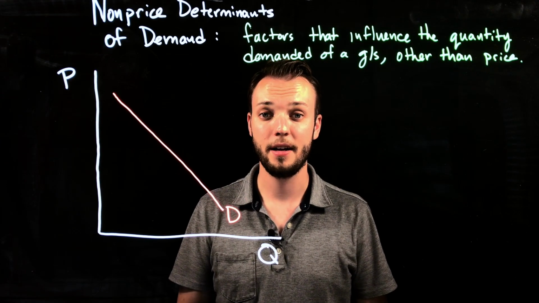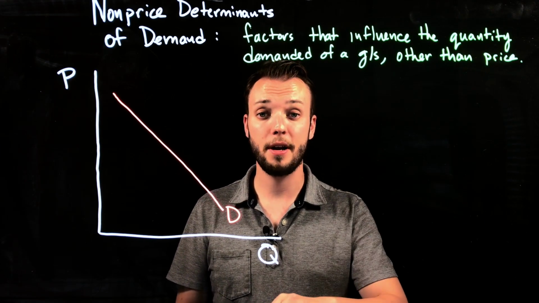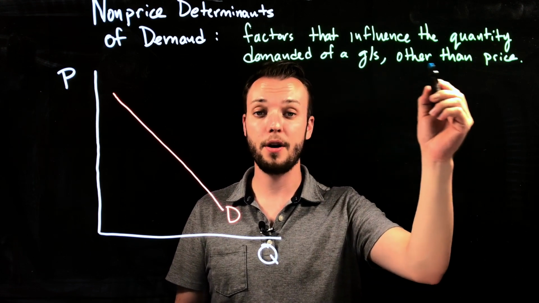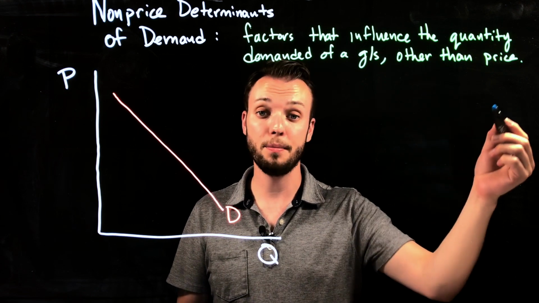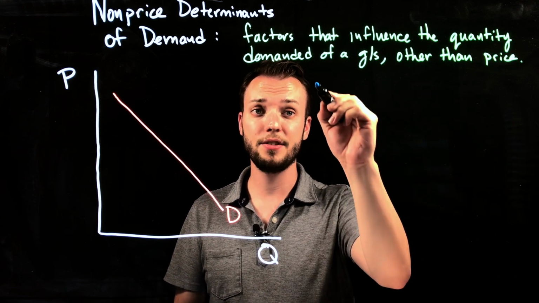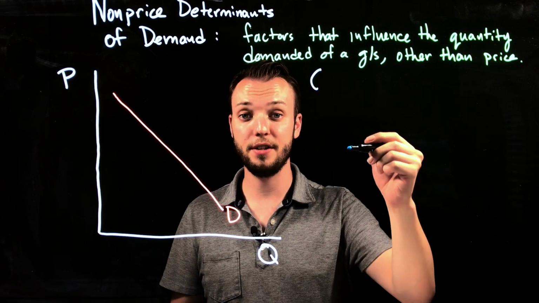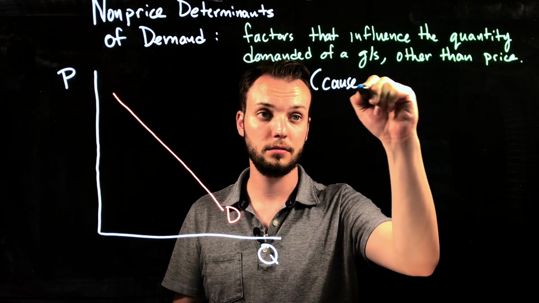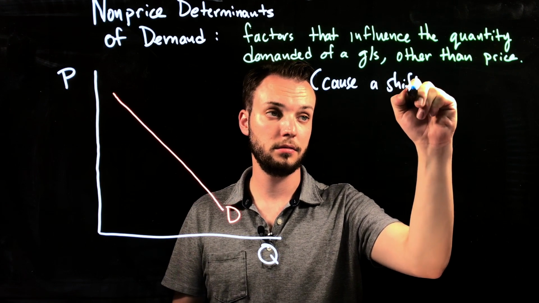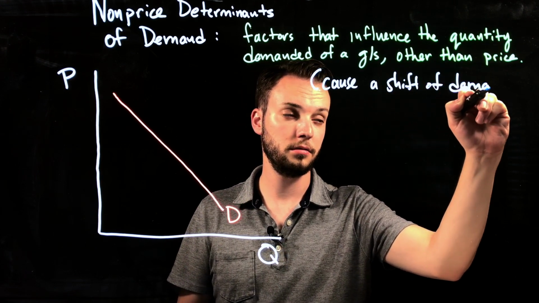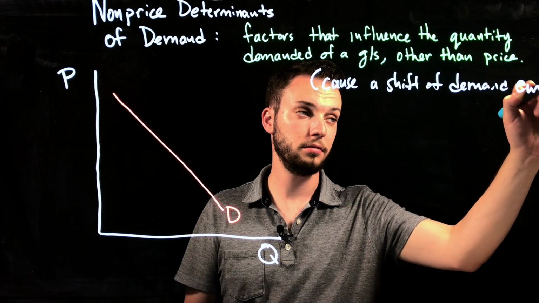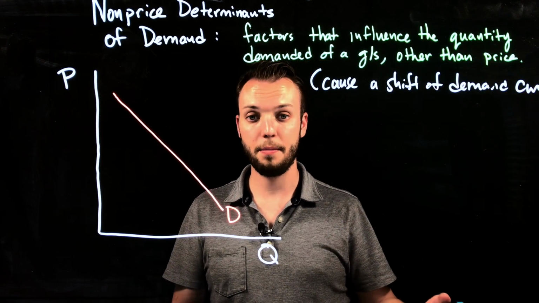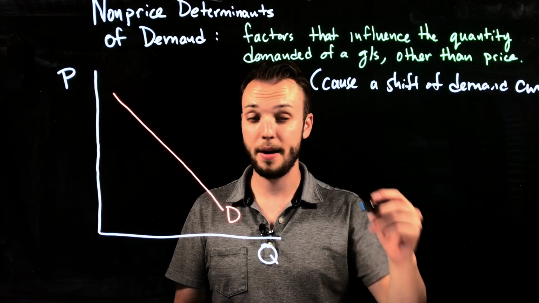Hey everyone, welcome back. So in this video I'll talk about the non-price determinants of demand, right? These are the factors that influence the quantity demanded of a good or service other than the price itself, right? And I said that these are the things that cause a shift in the demand curve. So what would one thing be that causes a shift in the demand curve?